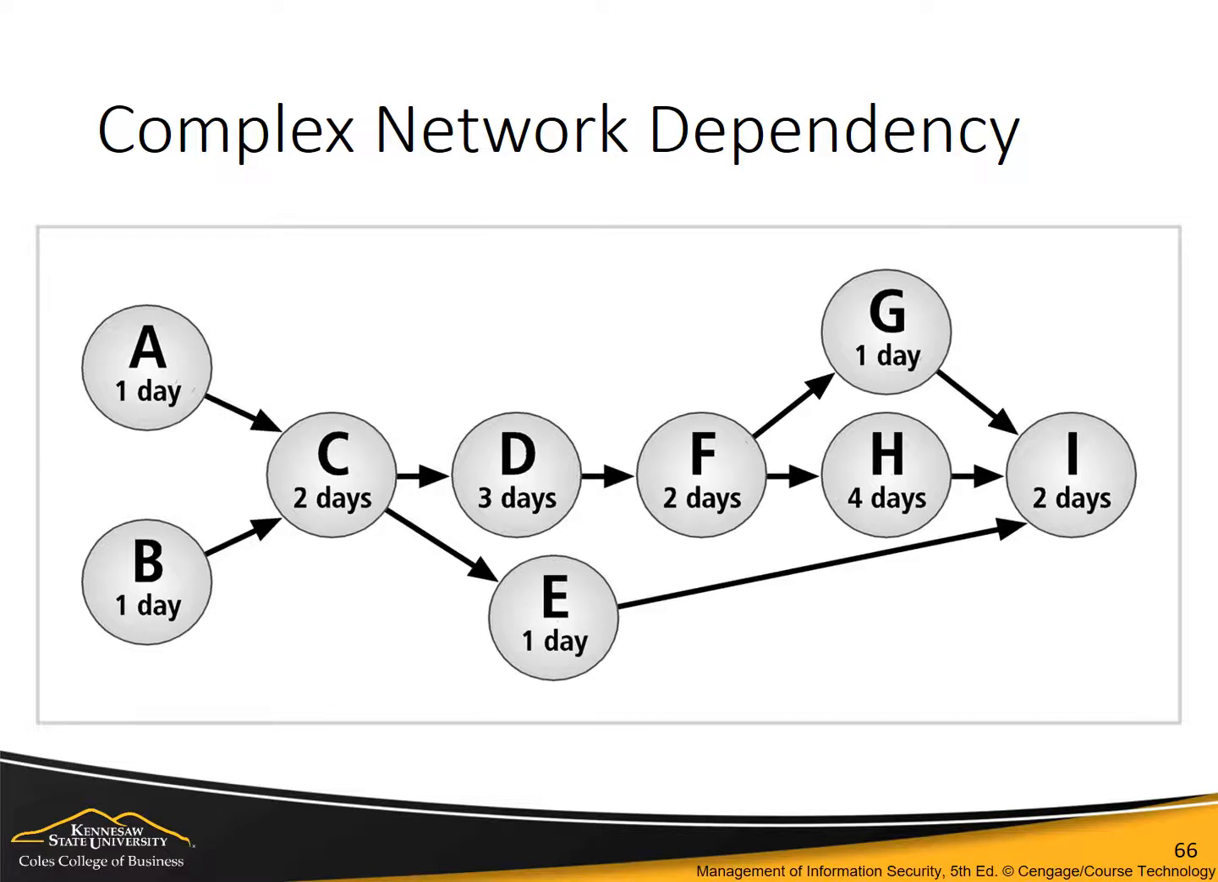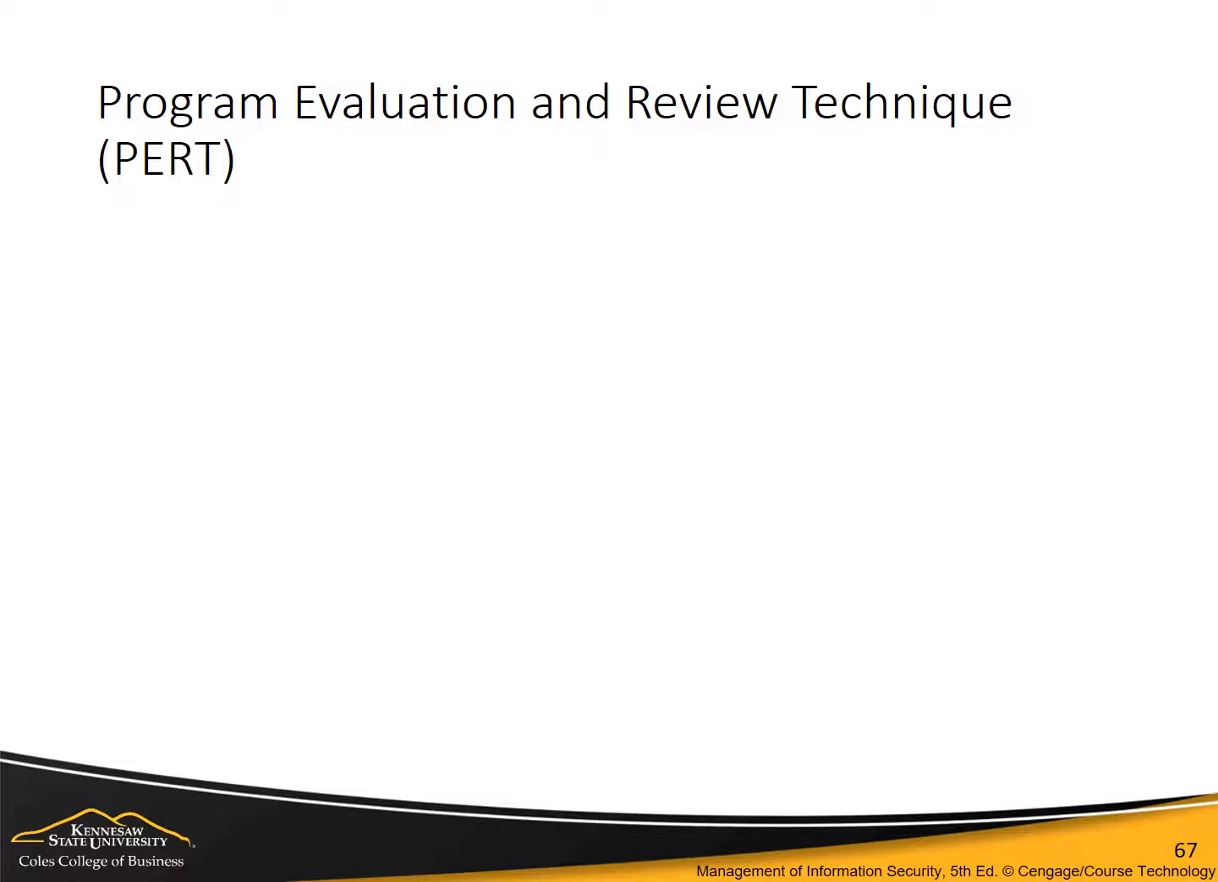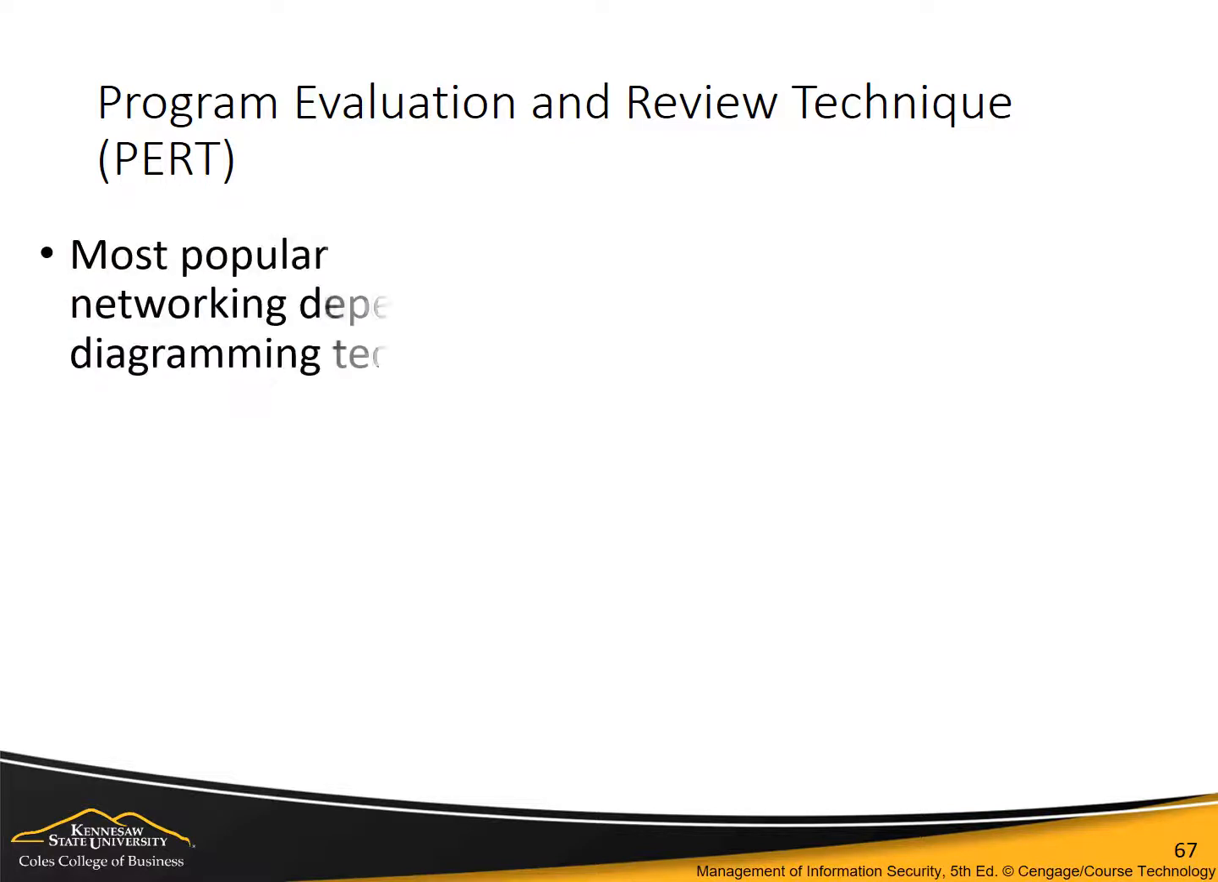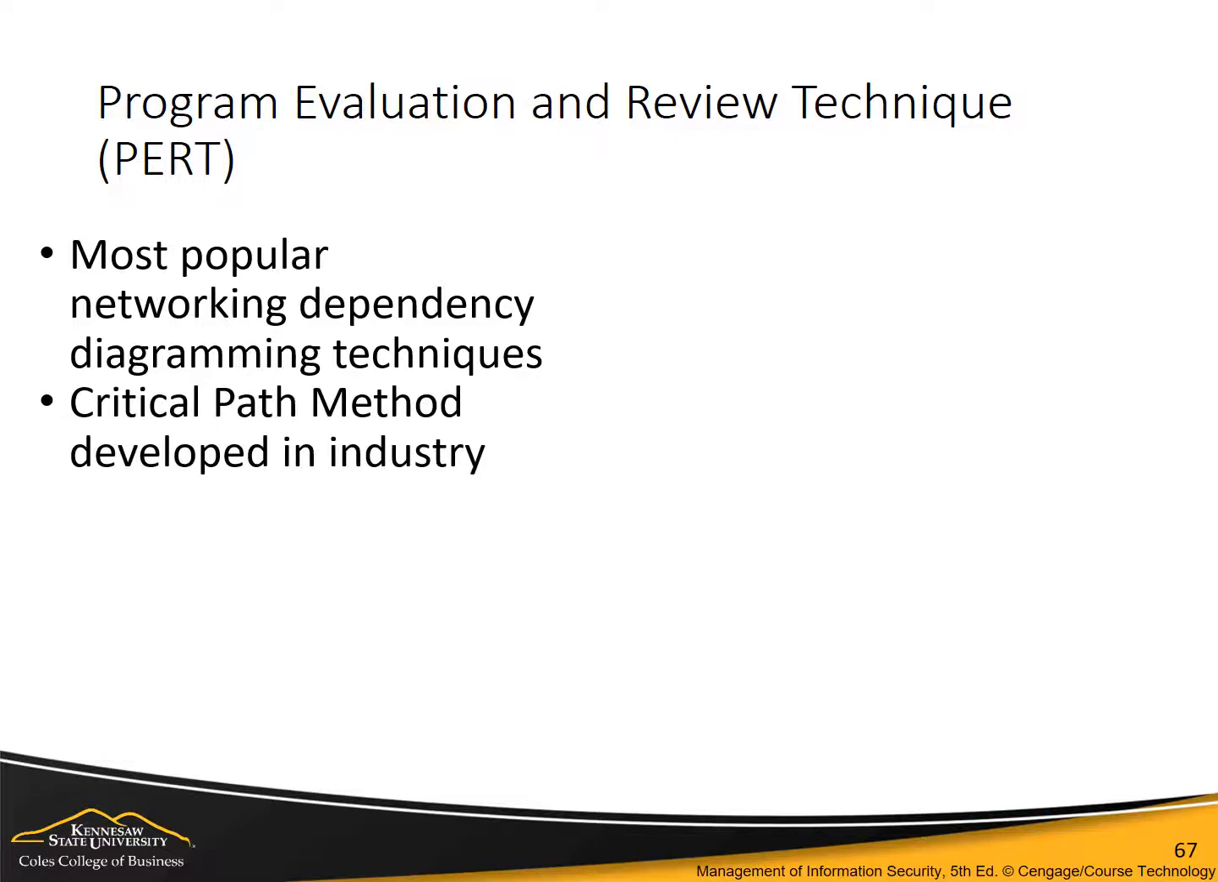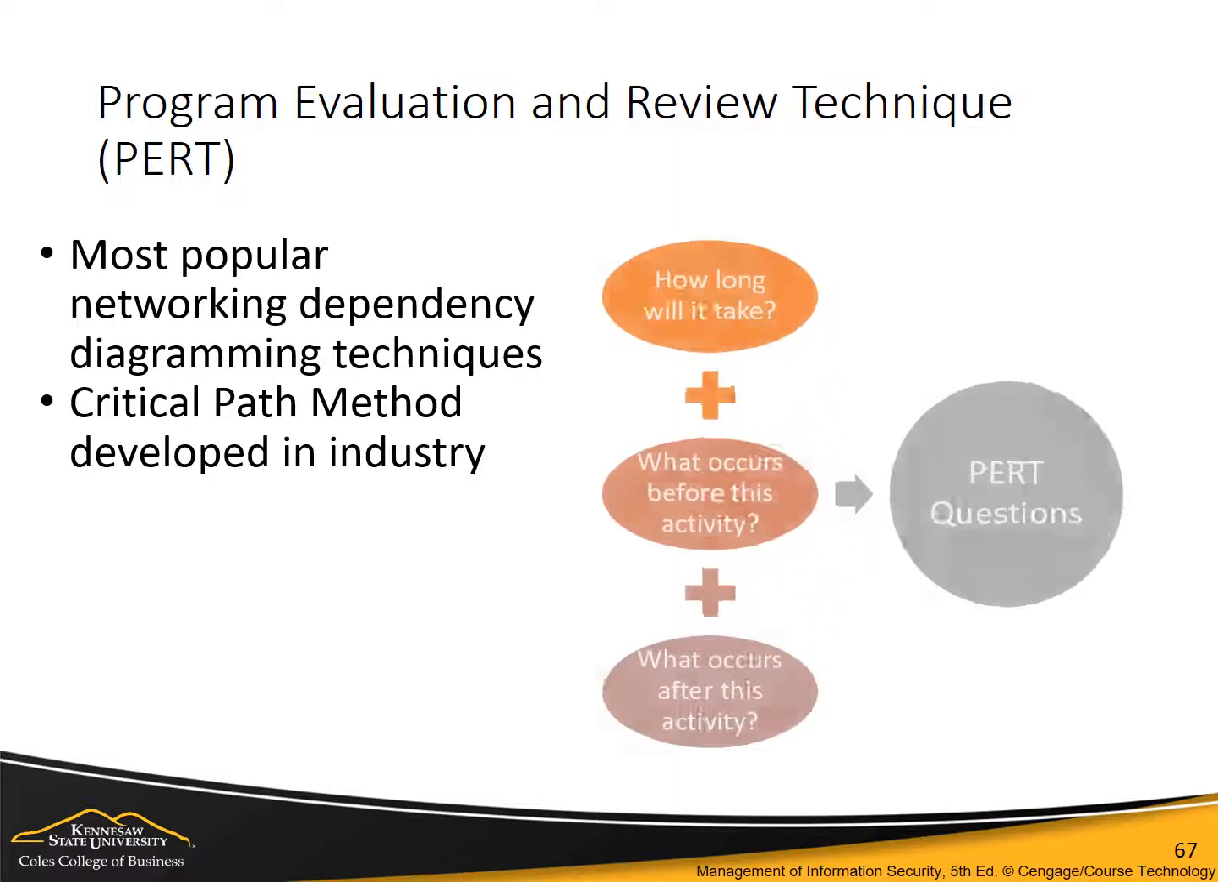Here you see a somewhat more realistic, complex network dependency diagram with time estimates for each task, A through I, and interrelated dependencies between tasks. The most popular of networking dependency diagram techniques, PERT, was originally developed in the late 1950s to meet the needs of rapidly expanding government-driven engineering projects. About the same time, a similar project called the critical path method was being developed in industry.